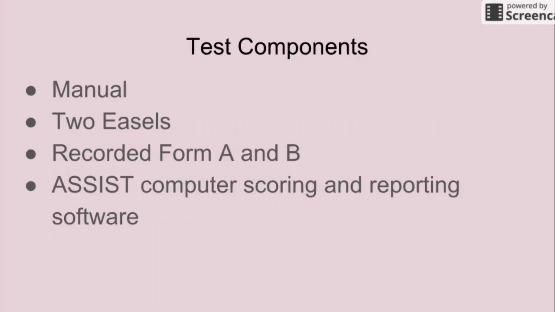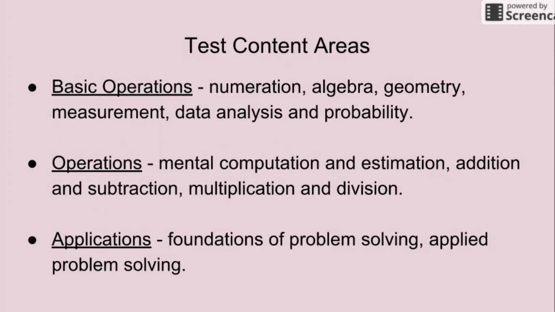The test itself is made up of a testing manual, 2 testing easels, and forms, Form A and Form B, to record the scores. And then there's also the computer scoring and reporting software, which is called Assist. This test has 3 basic content areas. There is the basic operations, which is numeration, algebra, geometry, measurement, data analysis, and probability. There's also operations, which is mental computation and estimation, addition and subtraction, multiplication and division. And then there's applications, which is the foundations of problem solving and applied problem solving.